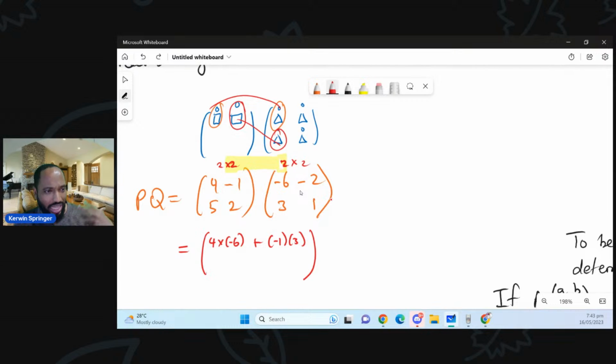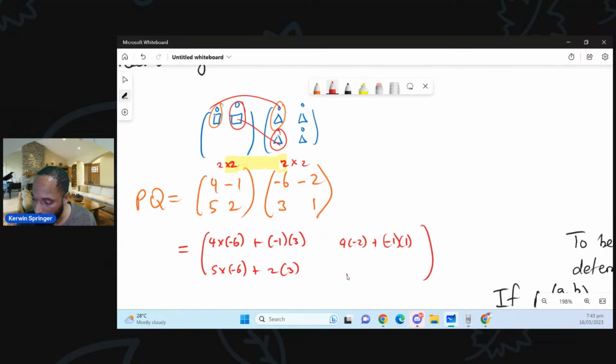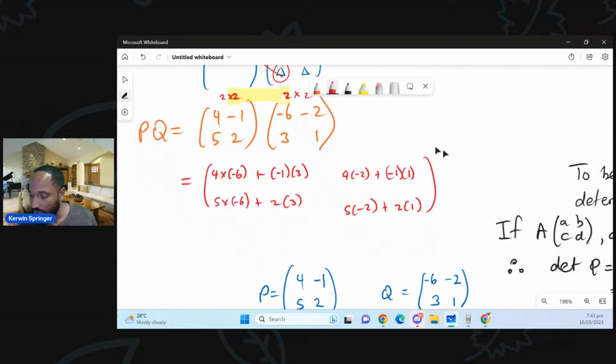So when I multiply this row by this column, I just get the first one. And I multiply this row by that column now. So I'll get 5 by -6 plus 2 by 3. You'll see a little pattern happening here. And then next, I'll have to multiply this row by this column. So I get 4 by -2 plus -1 by 1. Then I will get 5 by -2 plus 2 by 1. Follow all the numbers and make sure you understand, and you work it out.